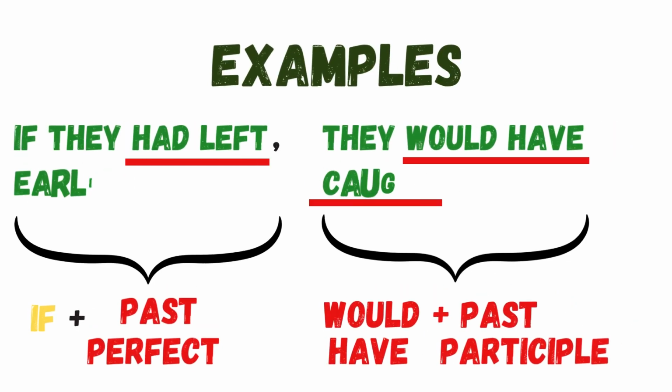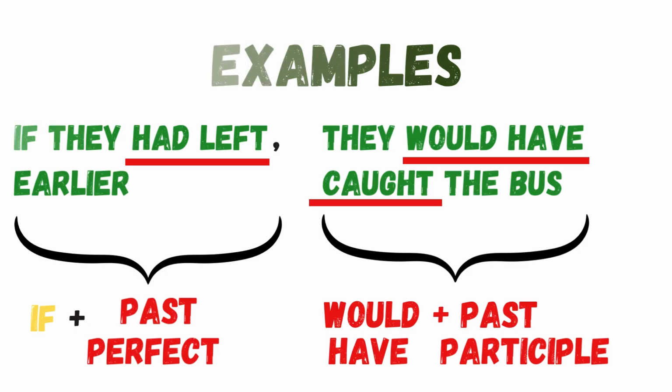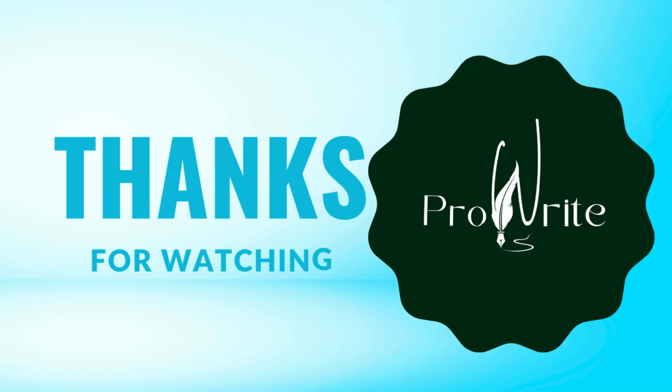Example 2. If they had left earlier, they would have caught the train. If clause, condition: if they had left earlier, past perfect, did not happen. Main clause, result: they would have caught the train, would have plus past participle. This means they did not leave early, so they missed the train. The sentence imagines a different result in the past, what could have happened if the situation had been different.